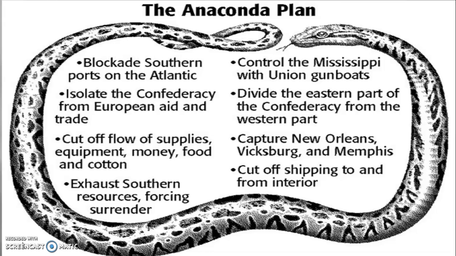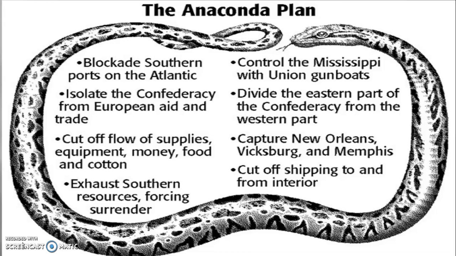So now the South cannot use its cotton to acquire money. They would control the Mississippi River to the west using Union gunboats. Shallow-hulled boats with many cannons mounted on them, which served to control the river. At this point, the Mississippi also helped by dividing the eastern and western portions of the Confederacy. So states like Texas and Louisiana were cut off from states like Virginia and Georgia. By so doing, it would divide and conquer.